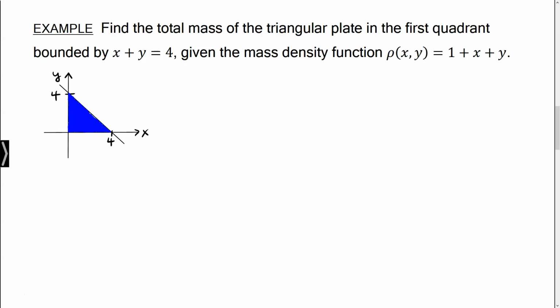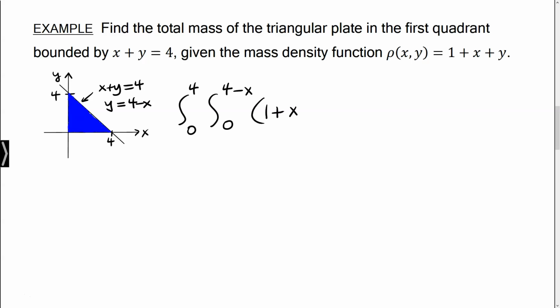So let's set up the double integral. We could do it either way, really. I'll do it as a type 1 region. So x is going to go from 0 to 4. And then y is going to go from 0 up to, since this is x plus y equals 4, if I solve that for y, y is equal to 4 minus x. So from 0 up to 4 minus x, and we're integrating 1 plus x plus y, dy dx.